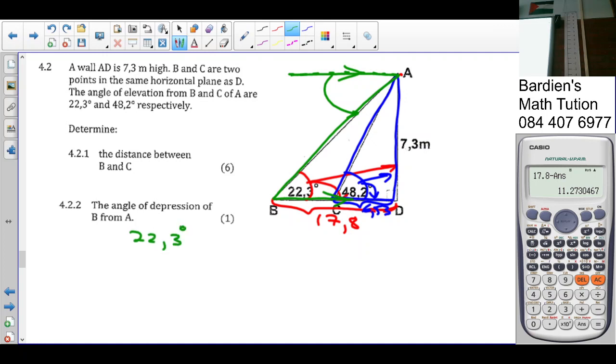If it was the angle of depression of C from A, then what would it have been? It would have been this angle in question there. So there is C. It would have been 48.2 degrees. But the reference angle is B, so it's 22.3 degrees. And what is the reason? Alternate angles. Make sense? Right.